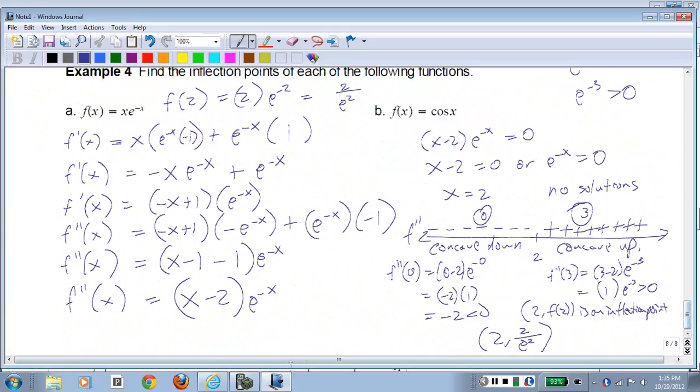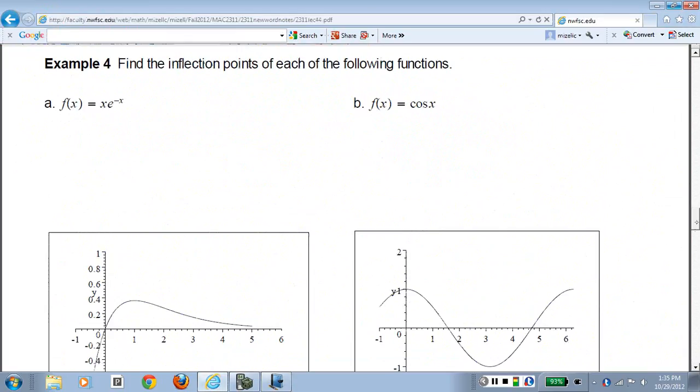I was looking for the graph. So does it look like the concavity changes at 2? Would you say it's concave down to the left of that and concave up to the right of that? Concavity changes there at 2.